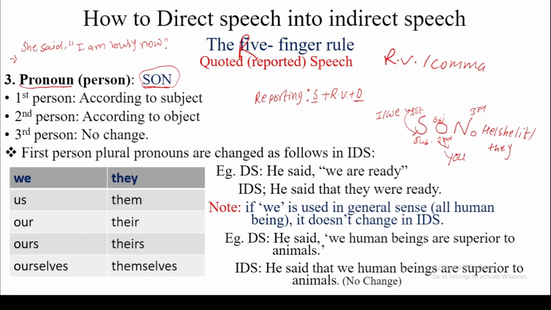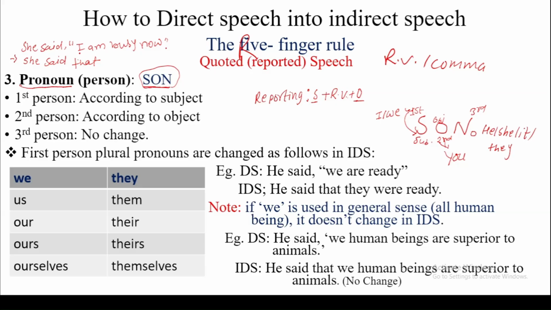If we have to change this into indirect speech, we write the same subject, then we write the same reporting verb, because said is not changed. If there is said to, it is changed into told, but we don't have said to here, only said, so said remains the same. Now this is an assertive sentence, so instead of a comma we write that. These two steps we have already discussed.